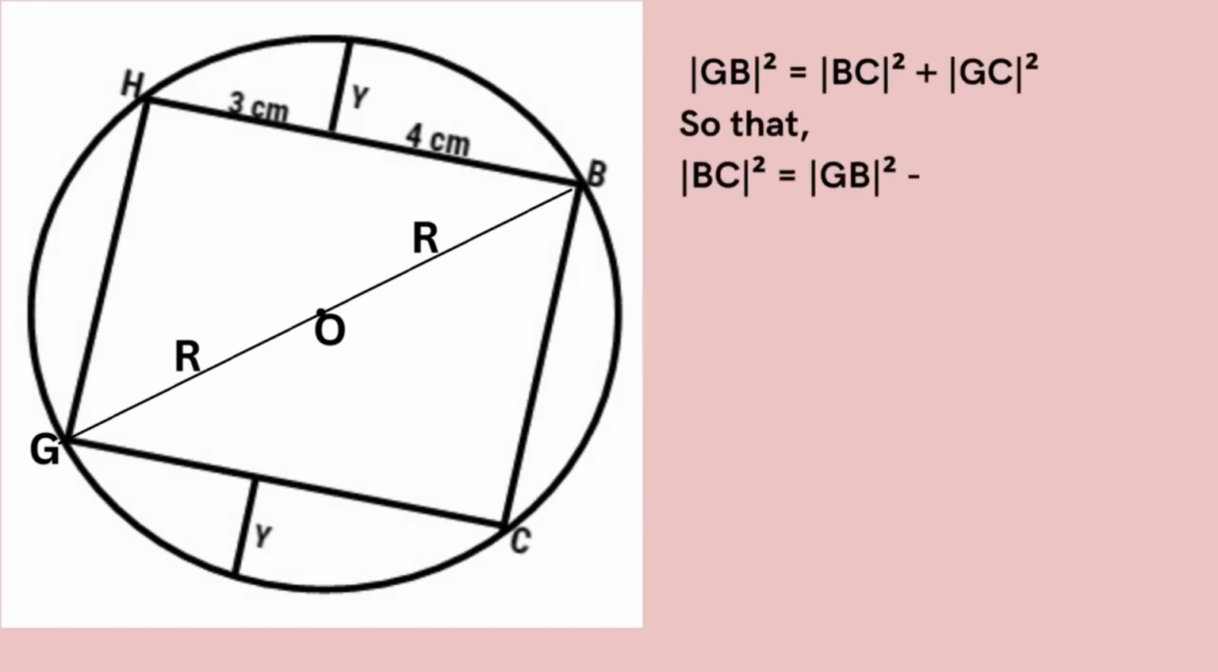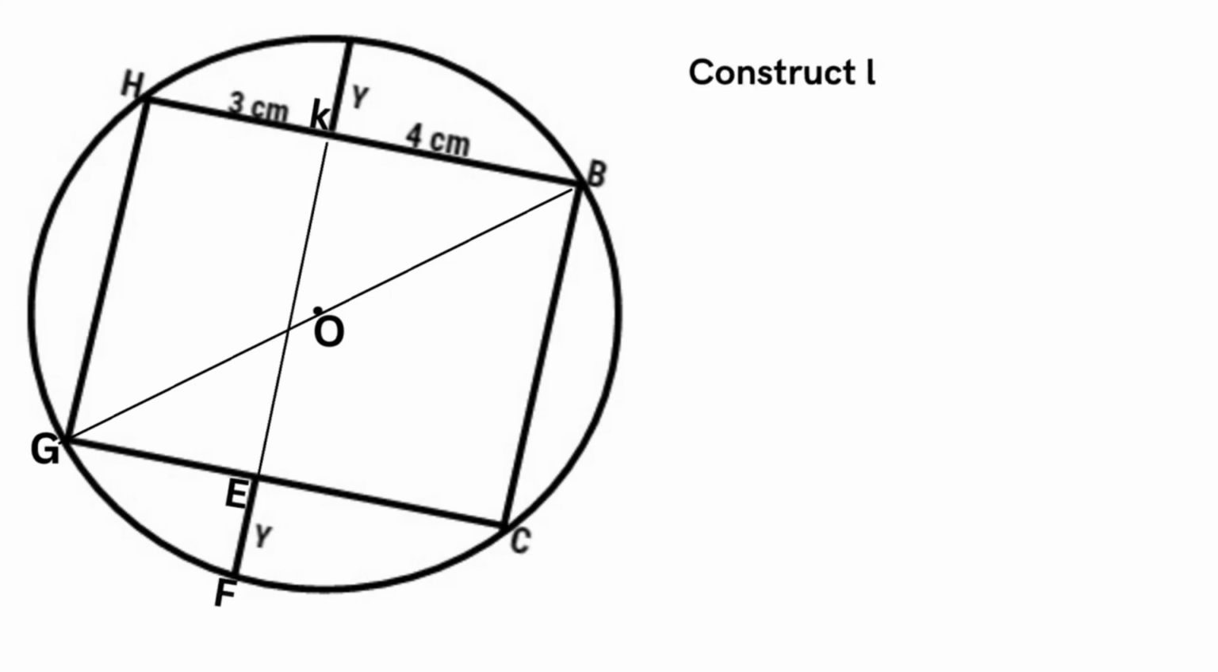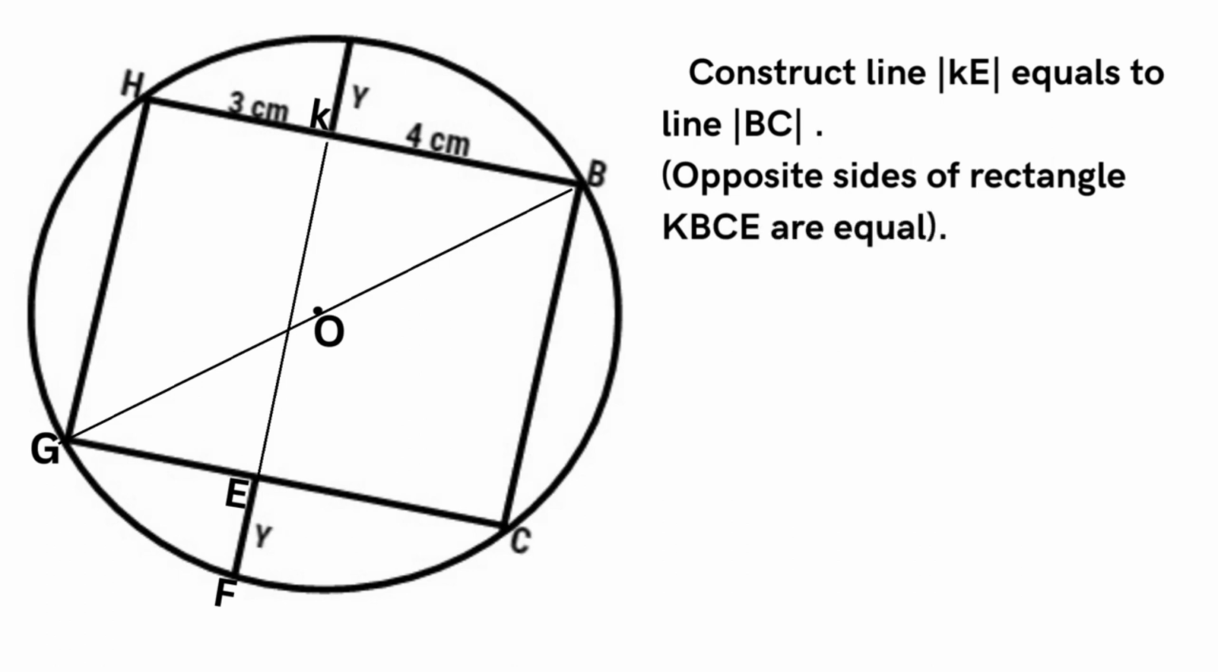the square of GB equals the sum of the square of BC and the square of GC. So that, by solving for the square of BC, we have that BC squared equals 147. Find the square root of the equation to have that BC equals the product of 7 and the square root of 3. Construct line KE equal to line BC. Opposite sides of rectangle KBCE are equal. BC equals KE equals the product of 7 and the square root of 3 in centimeters.